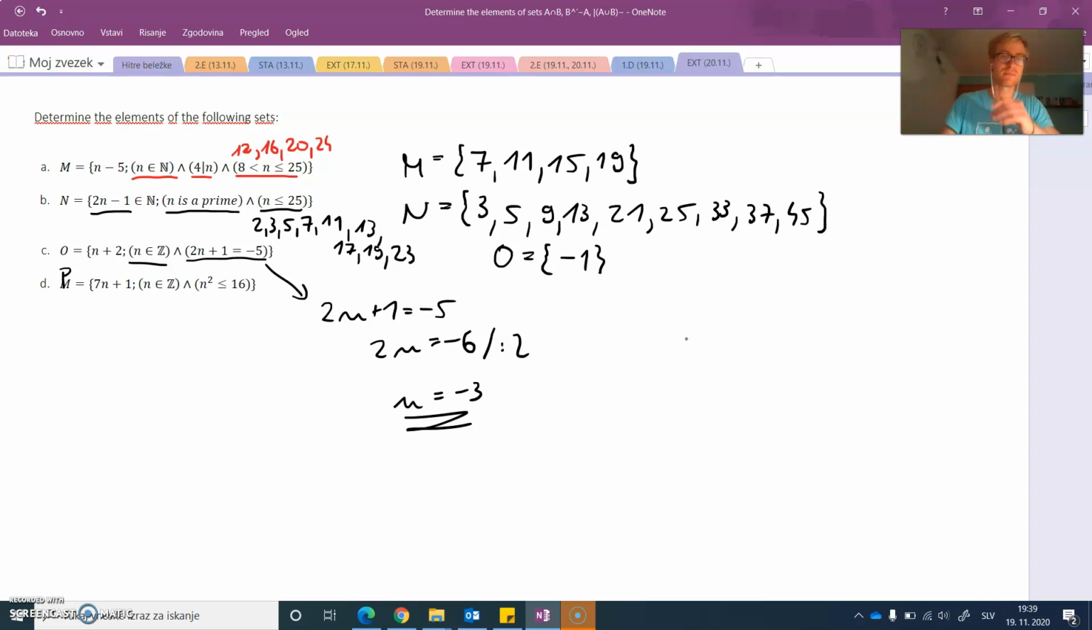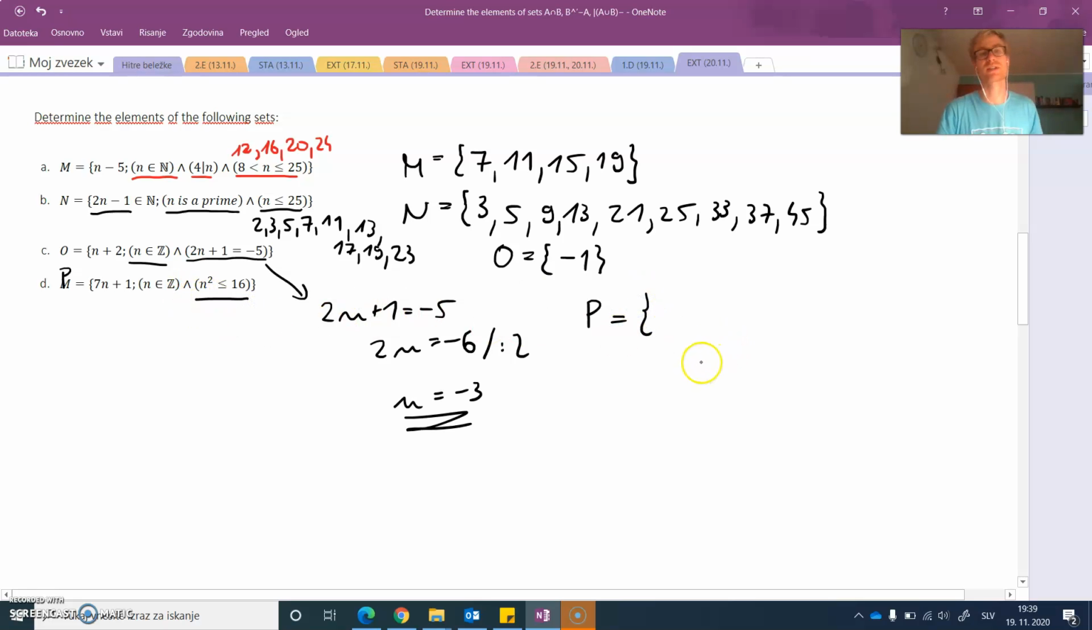Okay, and the P. The P is basically, you see, this one tells you all the numbers, all the integers that if you square them, you get something less than 16. Those would be, well, 0, 0 squared is less than 16. 1, 2, 3, and 4. 4 squared is 16. That's still counted in, you see, because of this line here. And then on the other side, you have minus 1, minus 2, minus 3, and minus 4.